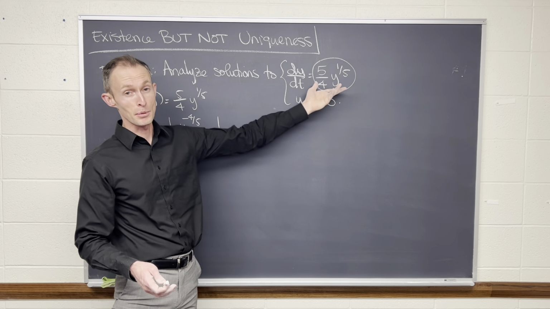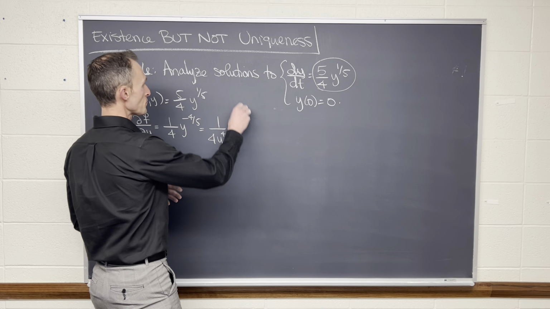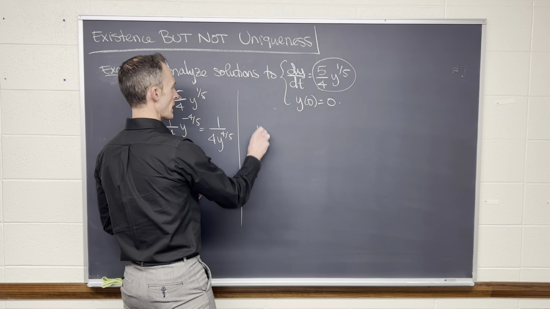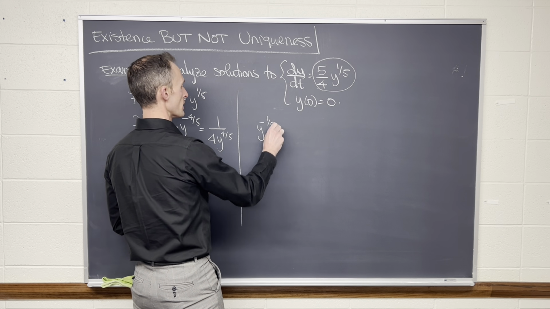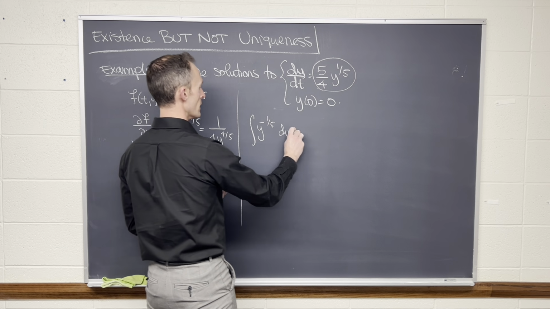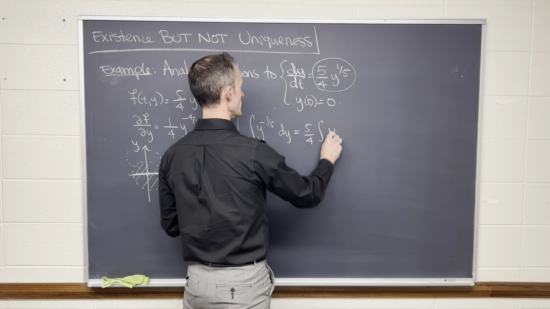After all, this is a separable ODE. It's autonomous even. So why don't we separate the variables? Let's move the y over. So what am I going to have? y to the -1/5 dy is integrated to 5/4 integral of dt. And now you're going to see where the 5/4 came from.